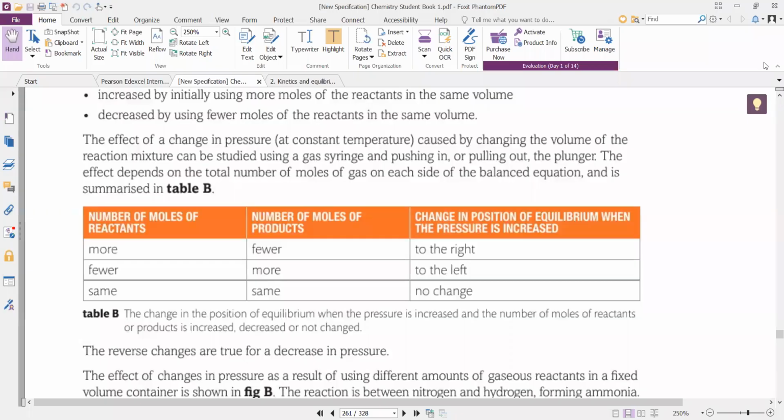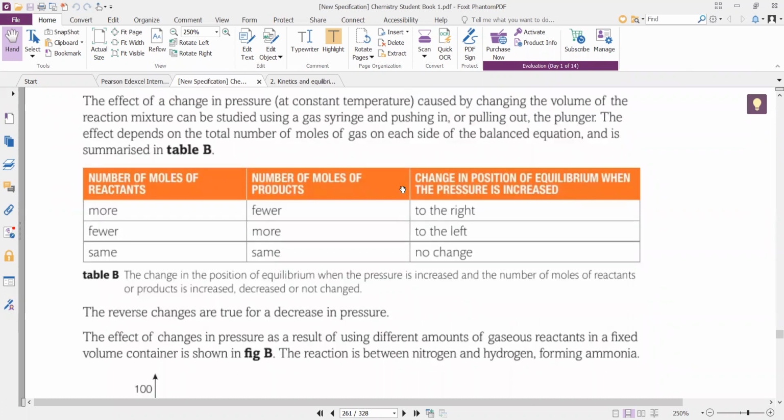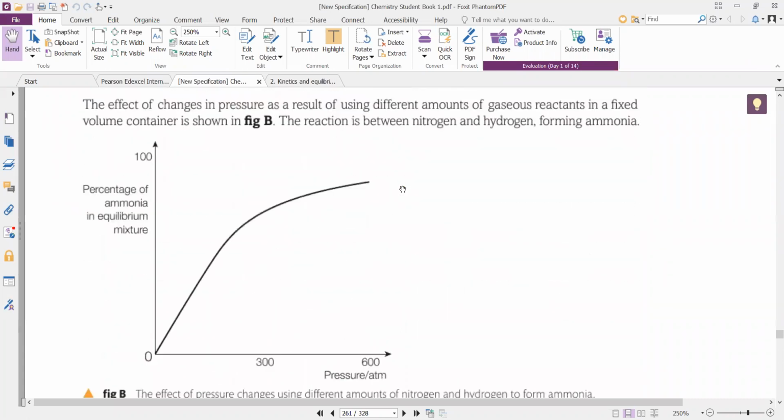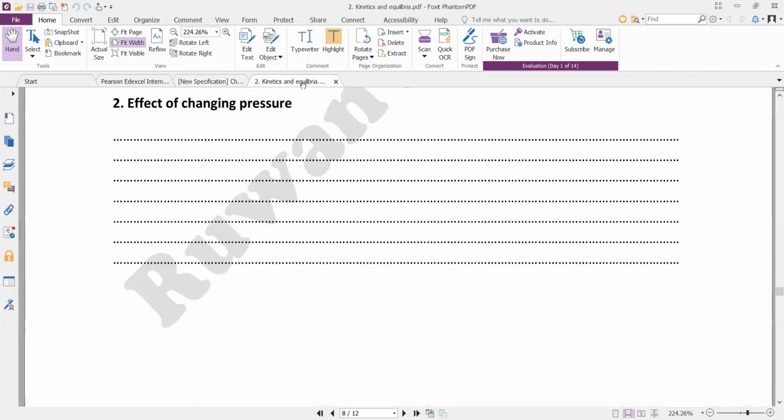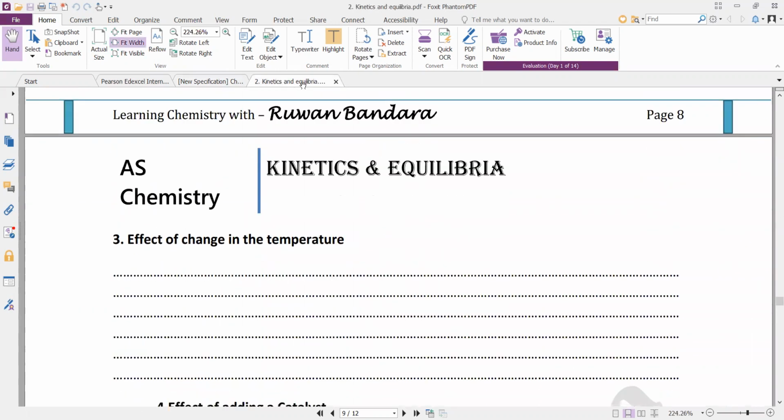Okay. So the next one then. Effect of changing temperature. Next topic, effect of changing temperature.